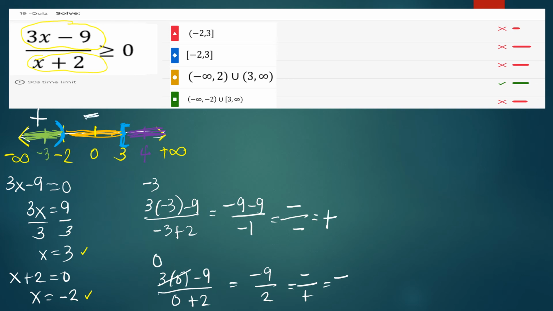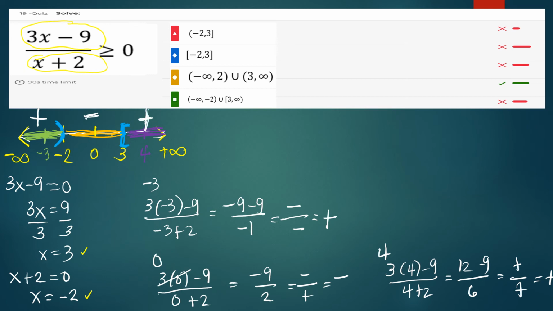So for the third test point, we will be having +4. Okay, so for +4, that will be 3 times +4 minus 9 all over 4 plus 2. So with this one, you will be having 12 minus 9 all over 6. And that will be 12 minus 9 will be positive, right? And then divided by another positive number, positive divided by positive, that will be positive. So this sign here will be positive.